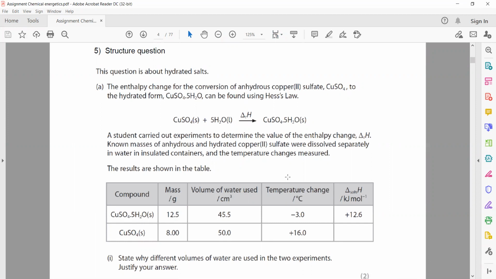Enthalpy change for conversion of anhydrous copper sulfate to hydrated copper sulfate can be found by using Hess's law. A student carried out experiments to determine the value of the enthalpy change. Known masses of anhydrous and hydrated copper sulfate were dissolved separately in an insulated container, and the temperature change was measured. The results are shown in the table.